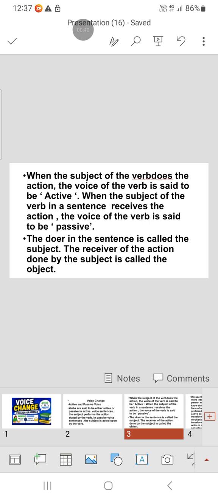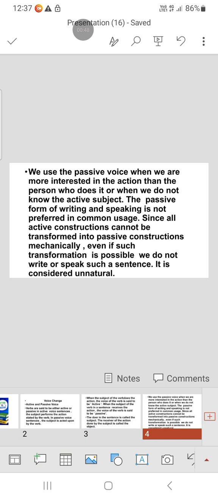The doer in the sentence is called the subject. The receiver of the action done by the subject is called the object. We use the passive voice when we are more interested in the action than the person who does it, or when we do not know the active subject.